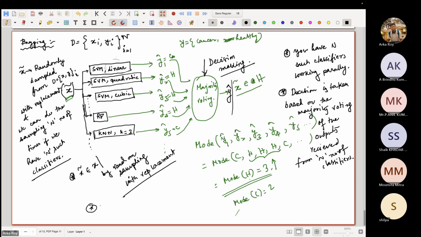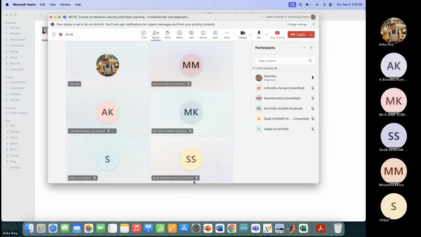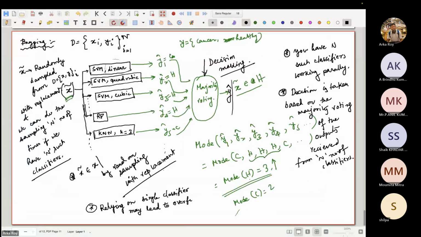So I can write that relying on a single classifier may lead to overfitting. However, bagging helps to mitigate this issue.